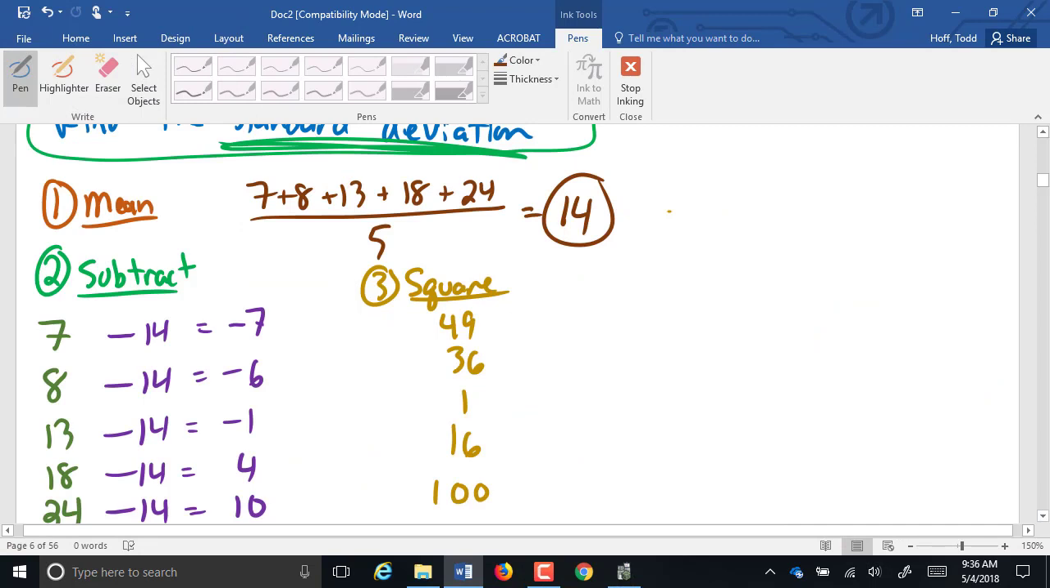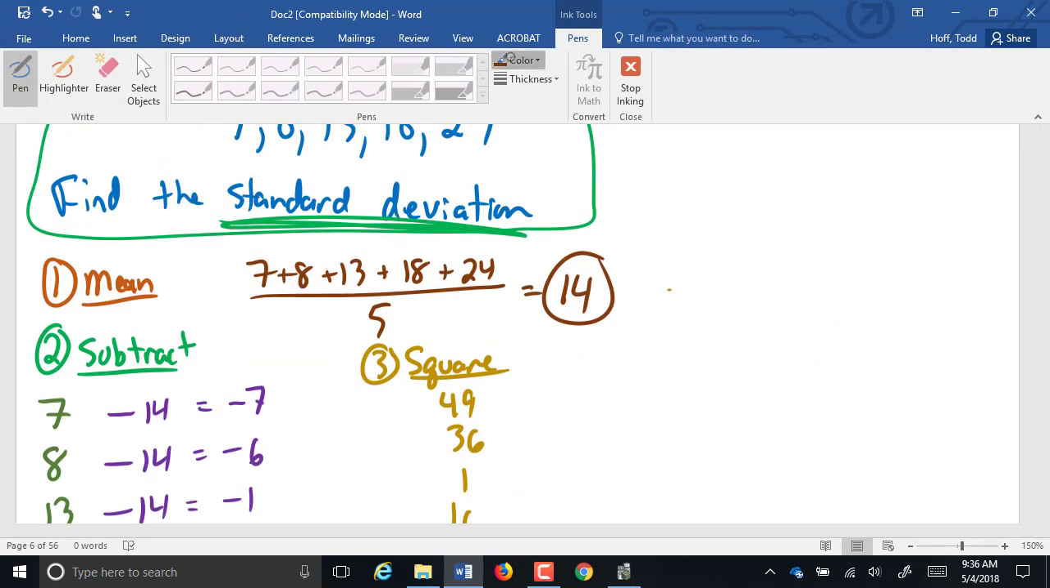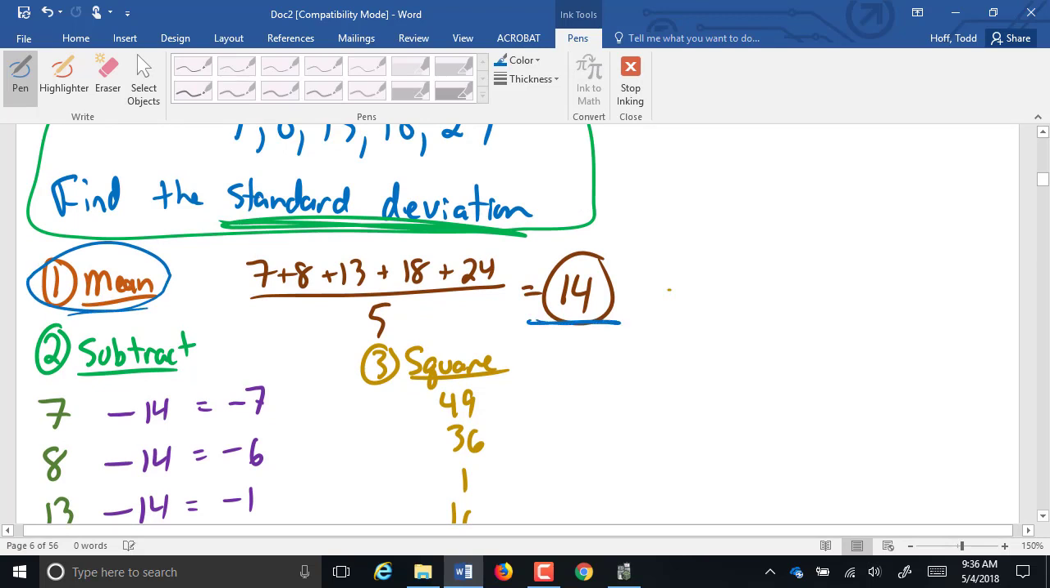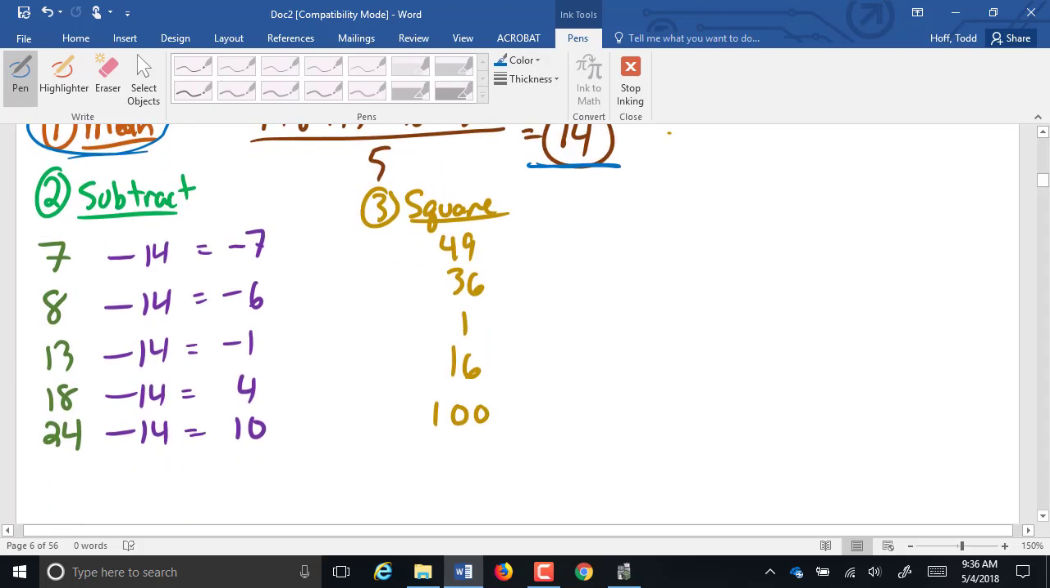Let's see how you're doing on this. So the first step is to find the mean. You'll notice we get the same mean of 14 as we did on the last one. Second step is to subtract the mean from each. So 7 minus 14 was negative 7. 8 minus 14 was negative 6. 13 minus 14 is negative 1. 18 minus 14 is 4. And 24 minus 14 is 10. So that is our deviations.